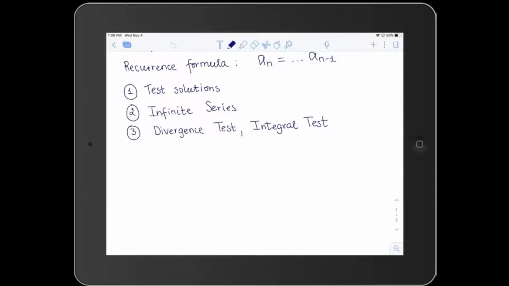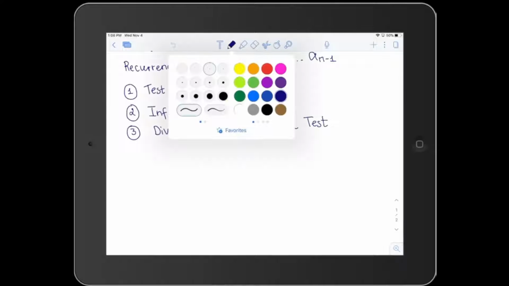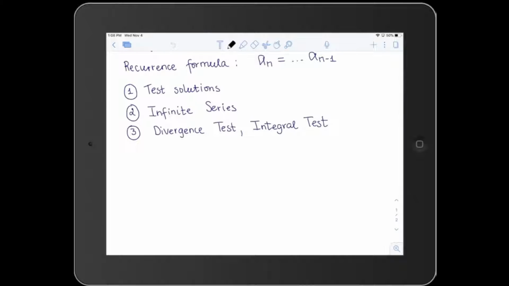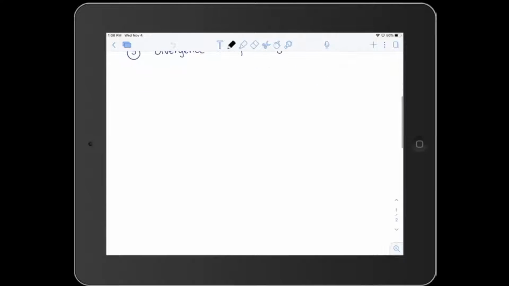So I'm going to start with a quick example just to remind you what we're dealing with when we work with infinite series. It's going to be example 1. Let's say we have the following infinite series: 1 over 4k squared minus 1, where k runs from 1 to infinity.